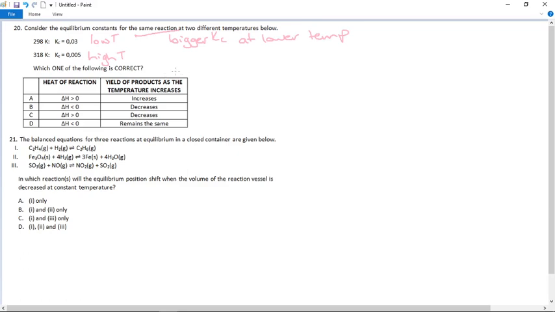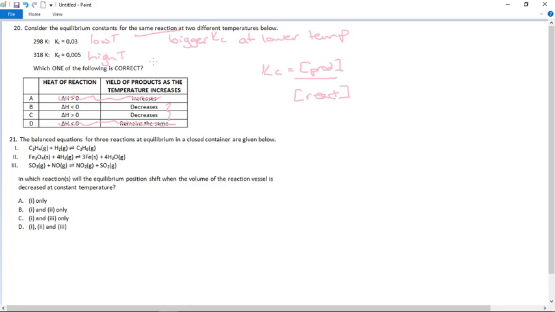So which one of the following is correct? The yield of products as the temperature increases. Now remember, Kc is equal to the concentration of the products over the concentration of the reactants. So this one at the high temperature has a much lower products. So we're looking at one of these two answers, because both of them show a decrease in the amount of products at a higher temperature.